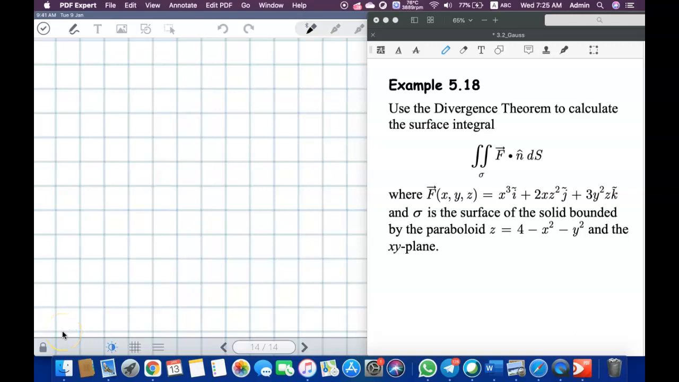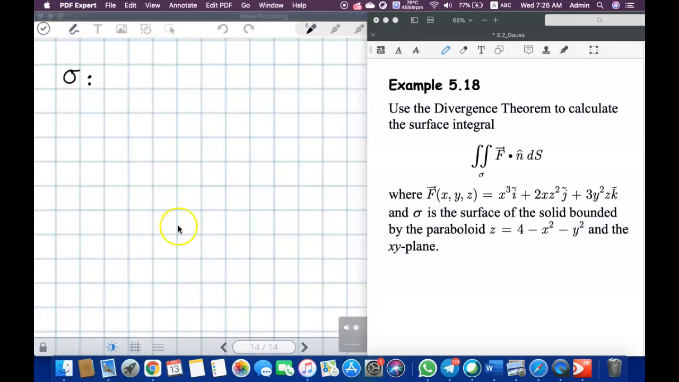Okay, so next is 5.18. Use the divergence theorem to calculate the surface integral. Now, the information about Sigma: the surface is given by the surface of the solid bounded by the paraboloid and the xy plane.